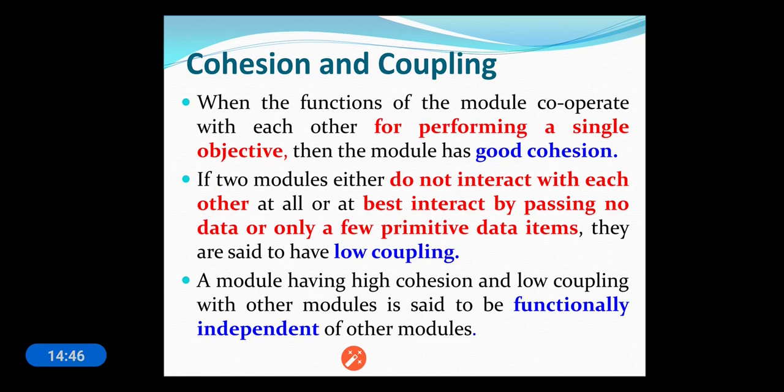Coming to low coupling, coupling is always between modules. Whenever there is no interaction among the modules, or only a little interaction, like just passing data or only a few primitive data items, then we can say there is low coupling among those modules. So finally, a module having high cohesion and low coupling with other modules is said to be functionally independent of other modules.